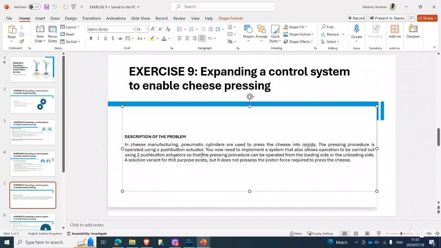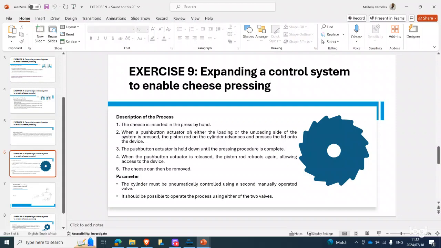So here they're saying different solutions exist, but a solution. Okay, so now we'll move on. They're saying now the cheese is inserted by hand, right? And then a push button actuator on either side of the loading is pressed and the piston rod advances, right? So from here you can tell that the piston rod's initial position is not supposed to advance, it's supposed to be retracted.